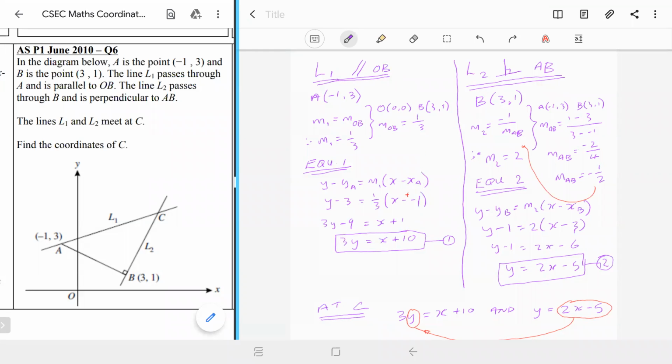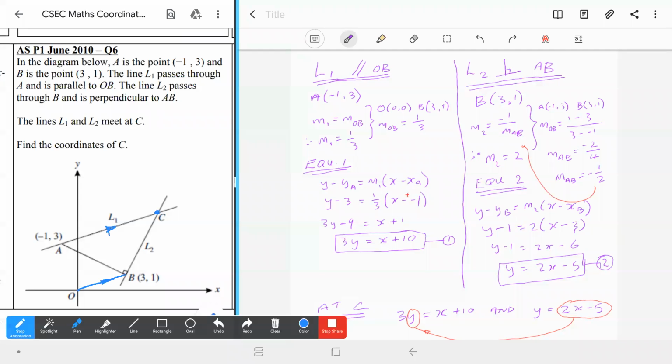We know that line 1 passed through the point A. So put that down first. But then we need the gradient. Remember, to find the equation, we need the gradient and that point. The question told us that line 1 is parallel to OB. But they didn't show OB on the graph, but we put it in. See there? We draw it in and show that they are parallel. Cool? That's what we did.